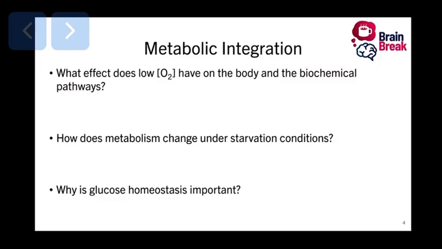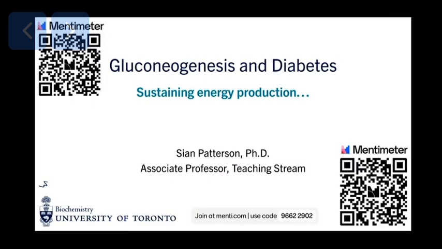All right, so let's just start off with a little bit of review, a little bit of integration. So I'll put a question up on Mentimeter. So in terms of low oxygen, what effect is that going to have on the body and the biochemical pathways? Okay, so let's just do a quick review. So maybe take 30 seconds or a minute with your friends. Oh, I don't have the Menti code up. But log on to Mentimeter and answer the first question that's on Mentimeter.